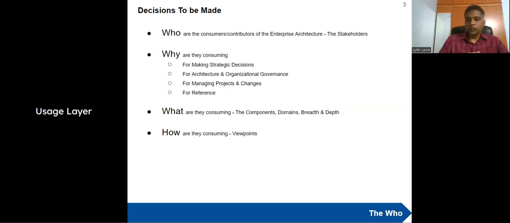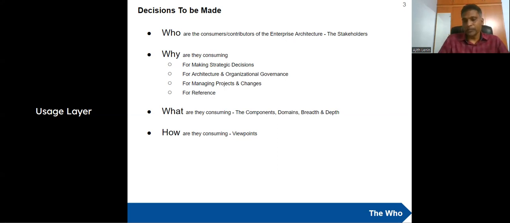And then we have to come to the aspect of what. What are they consuming? When we define the why, we need to define what components they're going to consume from the enterprise architecture. What interests them, basically. And then what domains do they belong to? When I say domains, it is, as we saw in the domain layer, the 4 domains that TOGAF defines. And the breadth and depth of the components. What are the stakeholders' primary concerns? Are they at an enterprise level or a lower level?